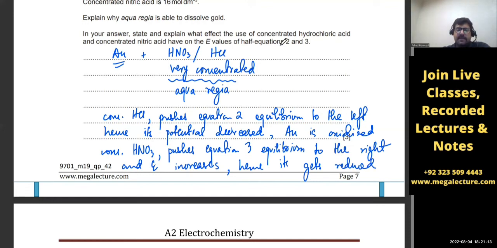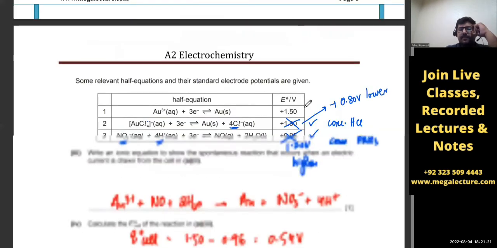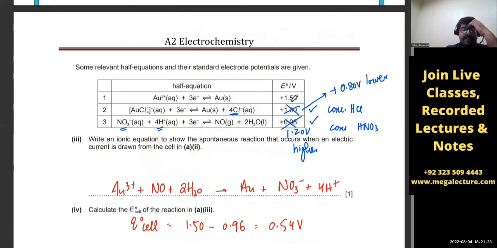State and explain the effect on the E values of half equations 2 and 3. Is this clear? Is your question clear? With the original values, this reaction was not going to happen. But when you use concentrated HCl and when you use concentrated nitric acid, the reaction did happen.